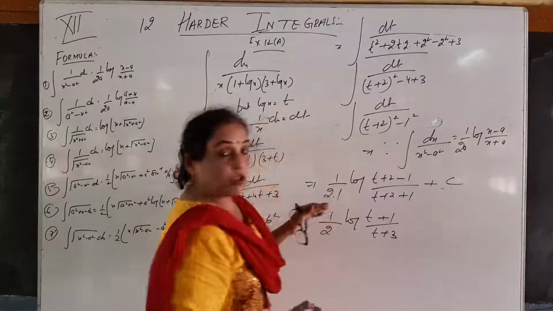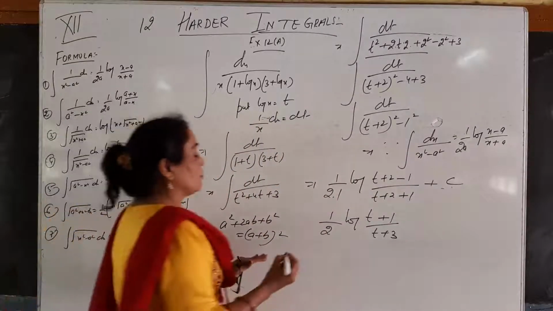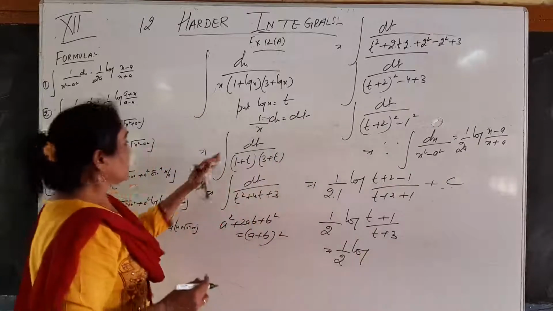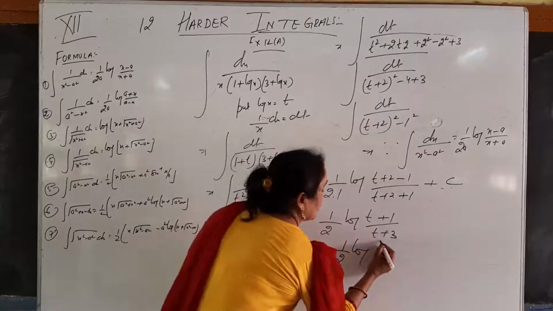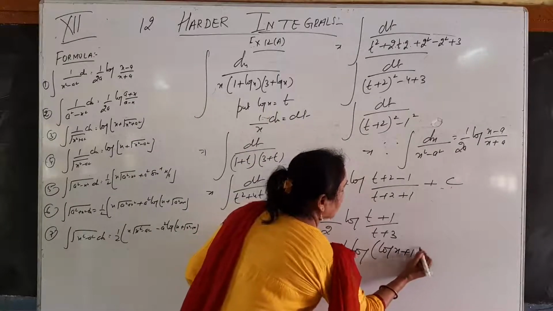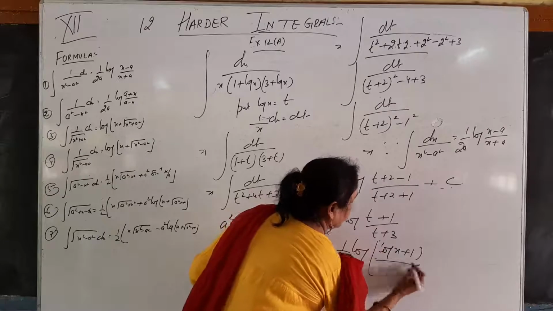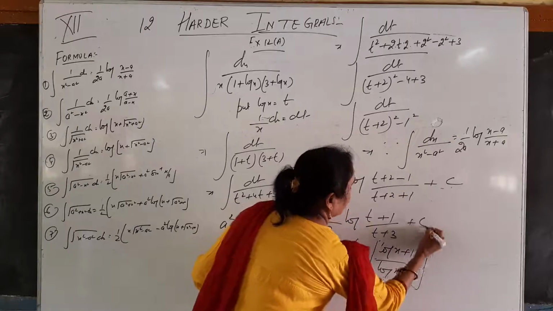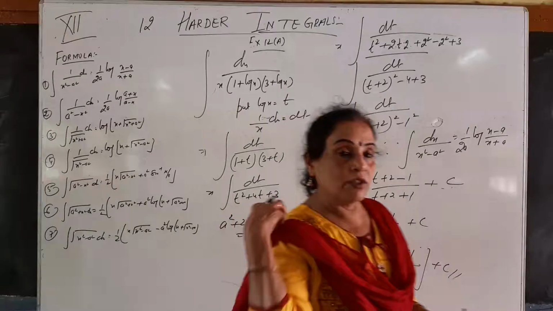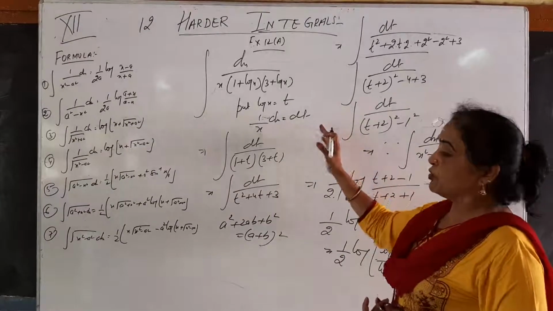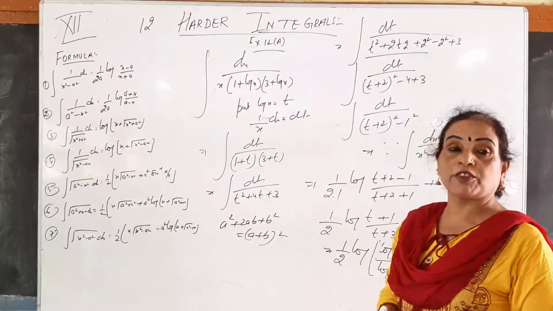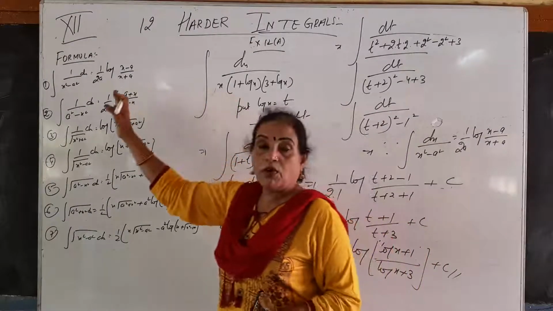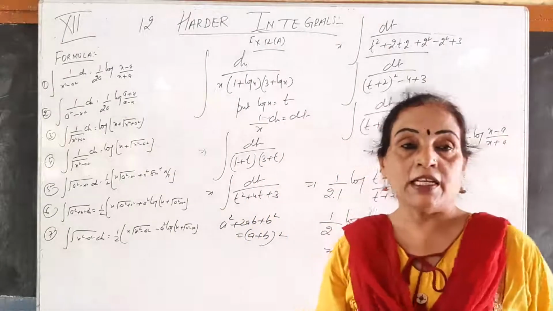Now our question is given in x and we have put t, so we will replace it here. So it is 1 upon 2 log, t is our log x, so it will be log x plus 1 upon log x plus 3 plus c. So this is the answer. So whenever this is given, you have to reduce it in the form of a square plus 2ab plus b square or a square minus 2ab plus b square, simplify and then use this formula.